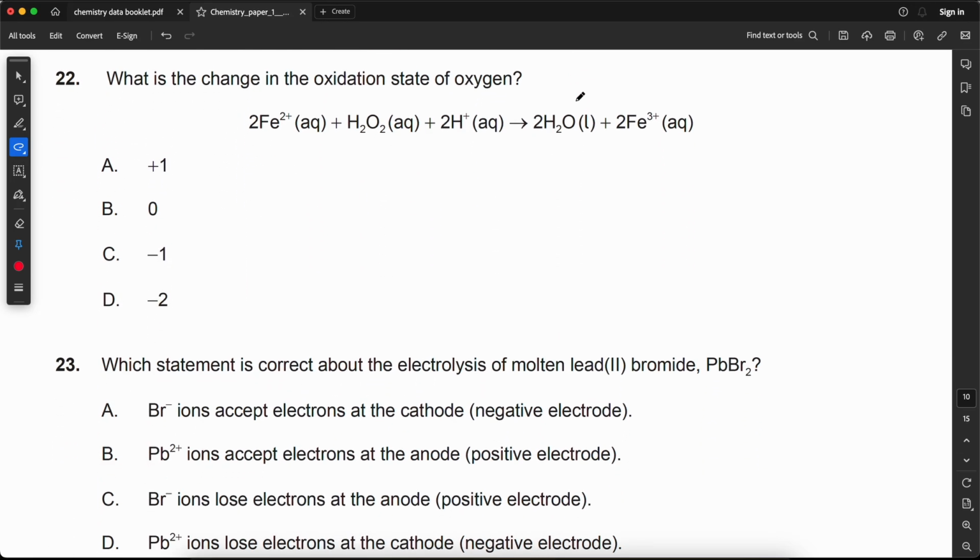What is the change in the oxidation state of oxygen? H2O2 is the exceptional hydrogen peroxide, where oxygen will be -2 for O2 and -1 for oxygen only.